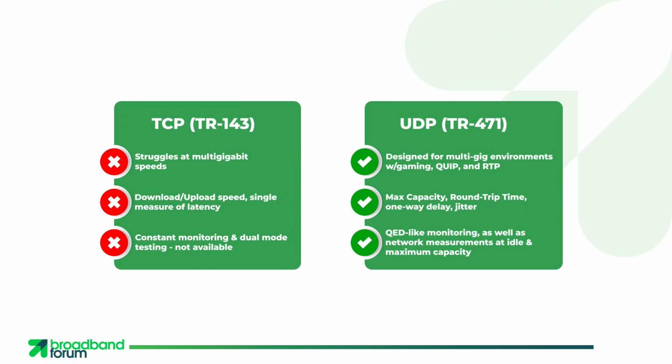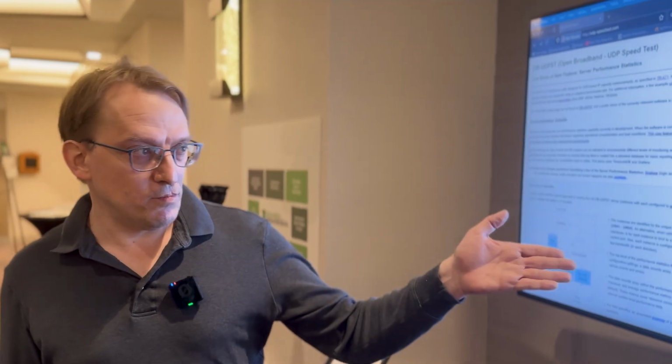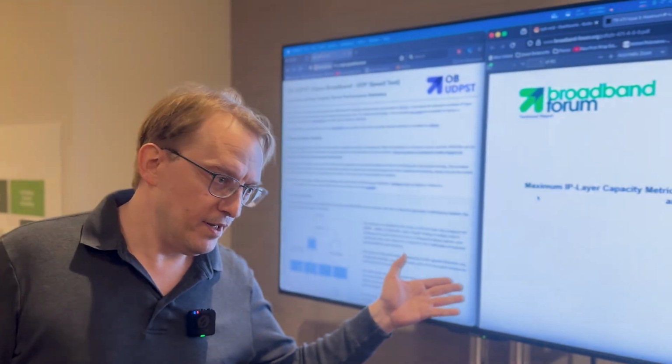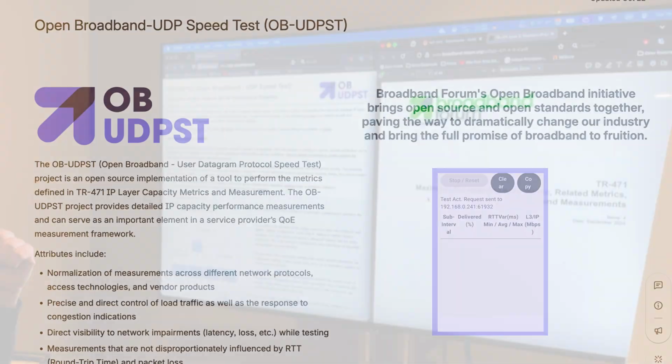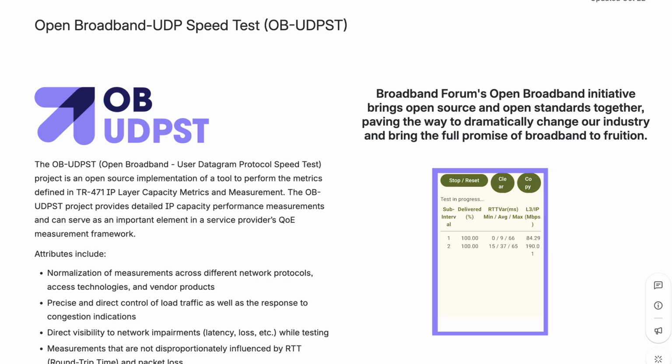It's actually multiple standards by different standard bodies like ITU and IETF. So it's standardized across the board, and the Broadband Forum provides a high-level use case for that and explains how the protocol works, which is in TR-471. There's also a related open broadband product from the Broadband Forum, which is OB-UDPST, which we have right here.